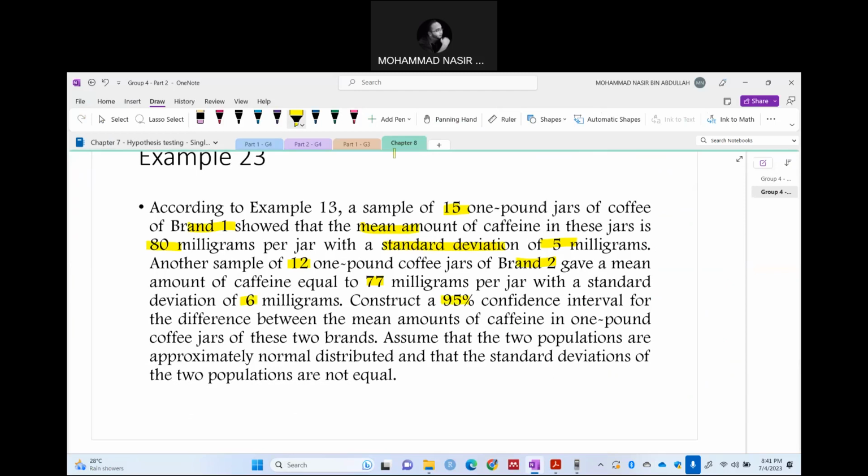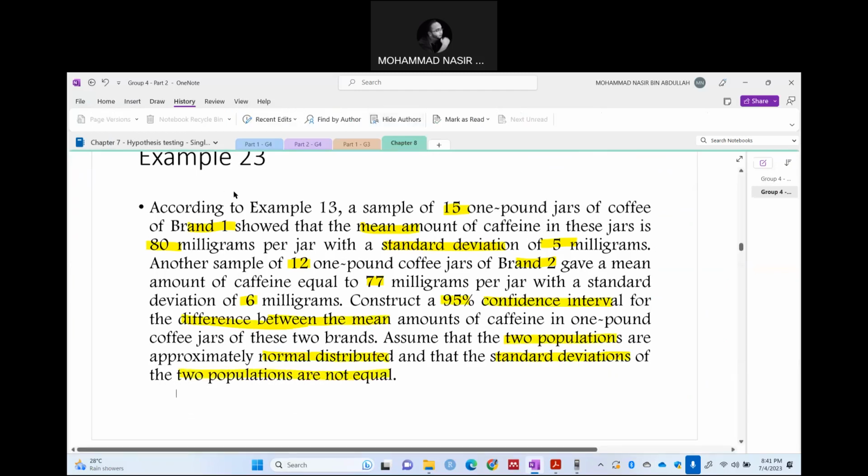So we want to construct a 95% confidence interval for the difference between the mean amount of caffeine in one pound of these two brands. So we assume these two populations are approximately normally distributed and the standard deviations of the two populations are not equal, right?